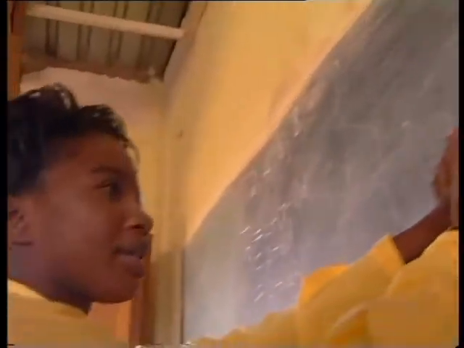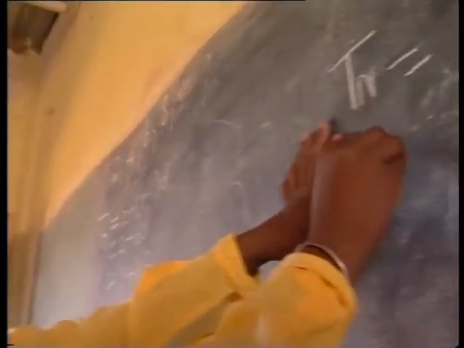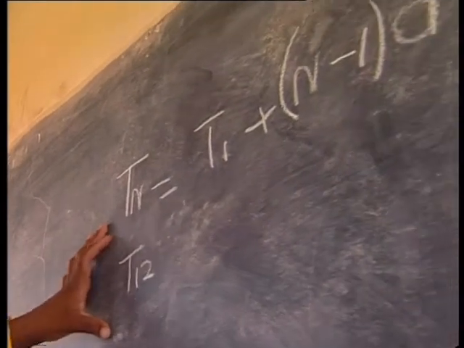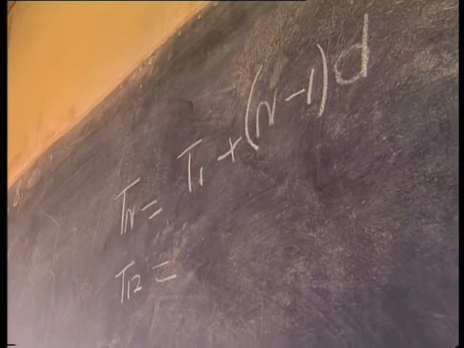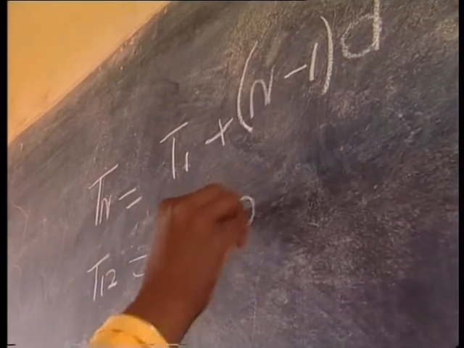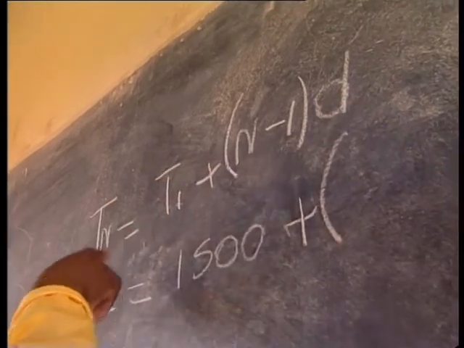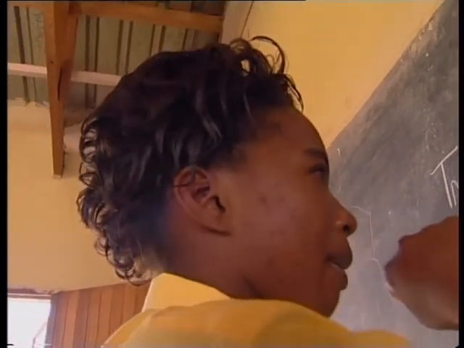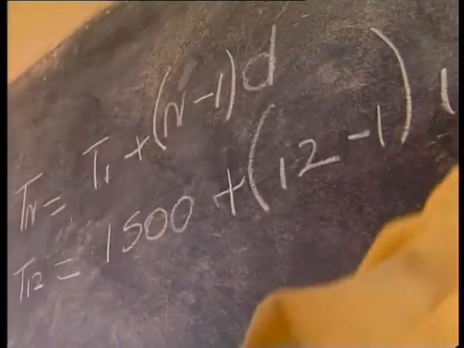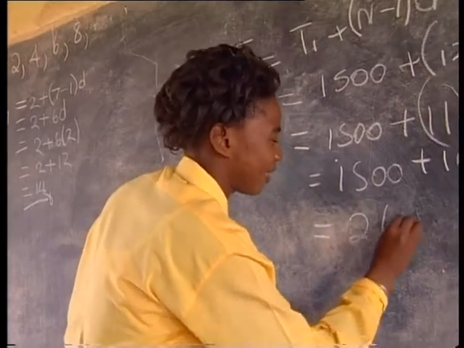The nth term is represented by the number of months, which is 12, equal to the first term, which is 1,500, plus the number of months, which is 12, minus 1, times the common difference, which is 100. The learner has calculated that after 1 year, Ms. Khumalo will have made a profit of 2,600 rand per month.